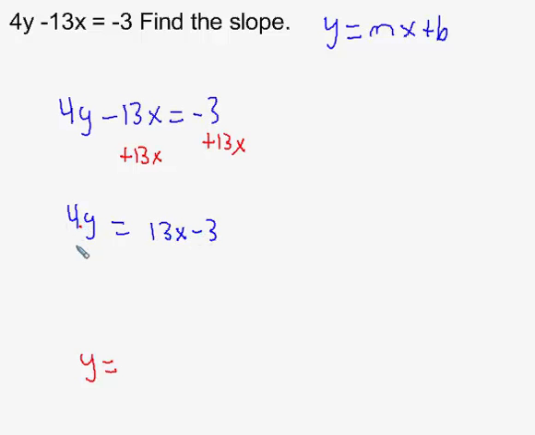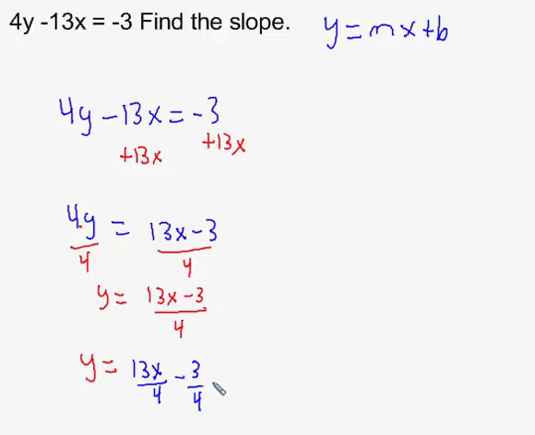Now, since the 4 is being multiplied, I'm going to divide both sides by 4. 4 divided by 4 is 1, leaving me with 1y. On the right-hand side, I'm left with 13x minus 3 over 4. And what I'm going to do here is split these fractions apart. Because the division bar goes all the way across, you can think of it as the 13x is being divided by the 4, and the negative 3 here is being divided by 4.